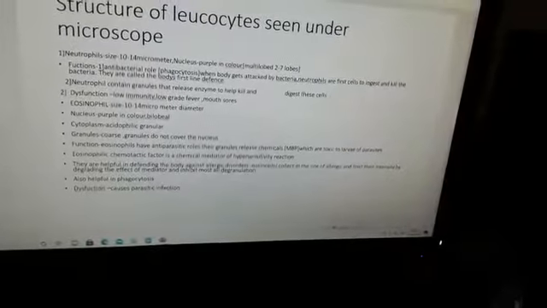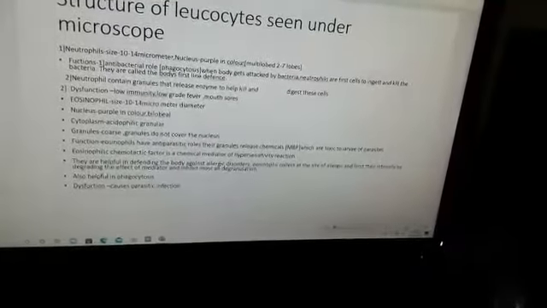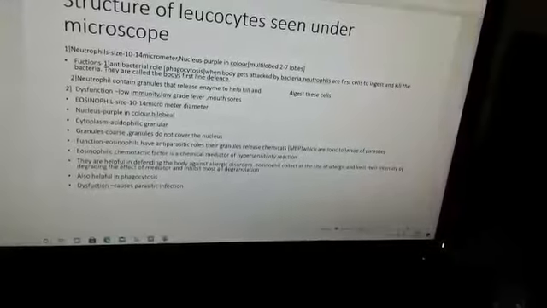Then it is also helpful in phagocytosis, and if eosinophils do not work properly, meaning dysfunction of eosinophils, it causes parasitic infection.